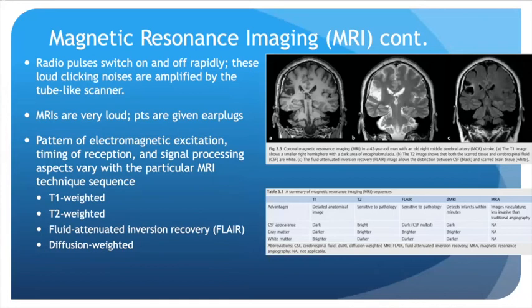The pattern of electromagnetic excitation, the timing of reception, and signal processing aspects vary with particular MRI techniques. There are many of them. Here's just a few: the T1 weighted, T2 weighted, fluid attenuated inversion recovery or FLAIR, and diffusion weighted.